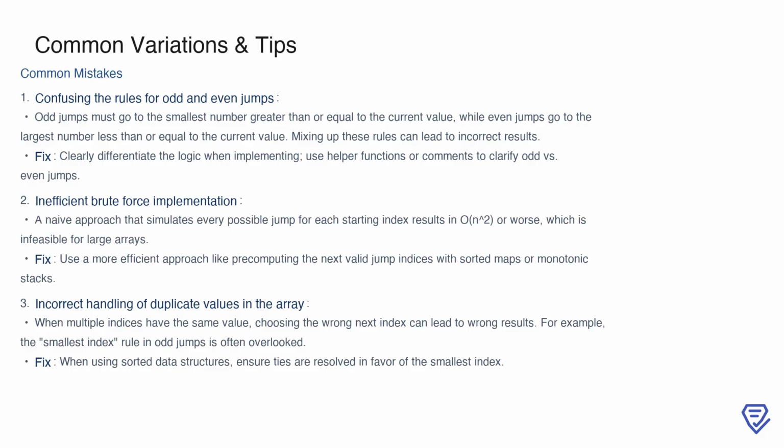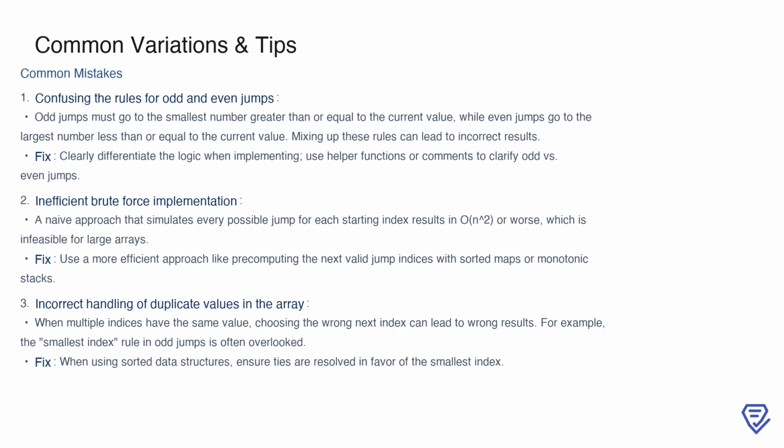When tackling the odd-even jump problem, there are a few common mistakes that can trip up even experienced coders. First, it's crucial not to confuse the rules for odd and even jumps. Remember, an odd jump seeks the smallest number greater than or equal to the current value, while an even jump targets the largest number less than or equal to the current value.